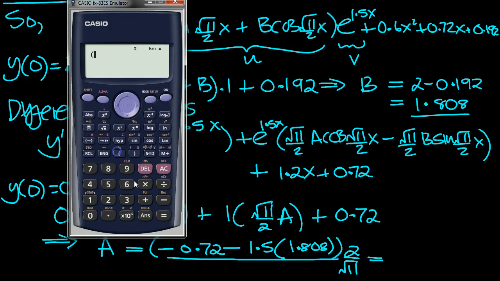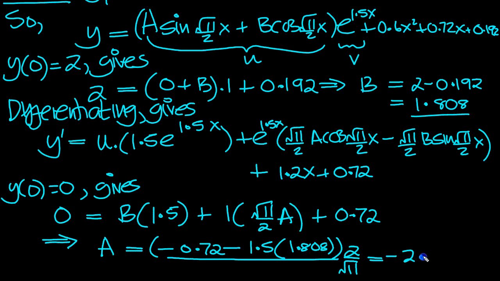Let's tap it in a calculator and see what we get for a. So bracket minus 0.72 minus 1.5 times 1.808, close bracket, all times by 2 divided by the square root of 11. And then we need to press equals. Minus 2.07, to 2 decimal places, that'll do. Hopefully. Minus 2.07. That's what we get for a. And we could double check that. Hopefully it's right. So we've got b, 1.808, which we could round to 1.81.